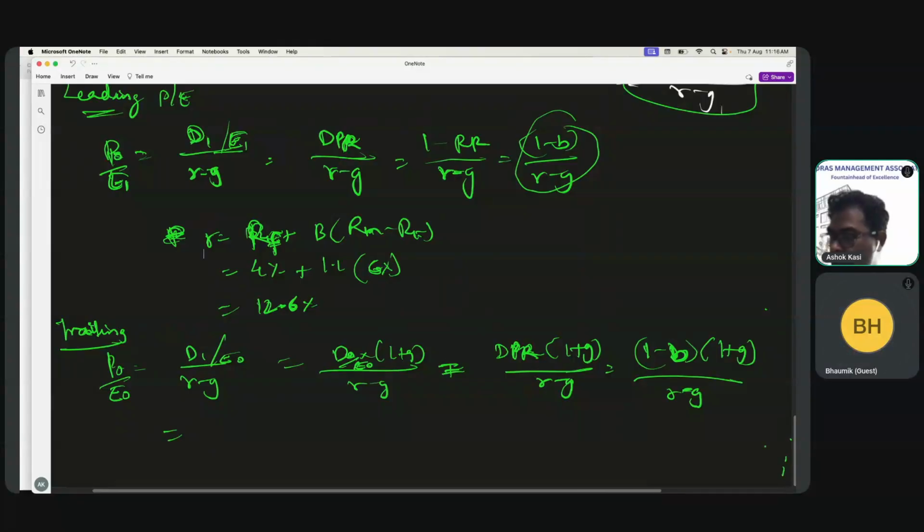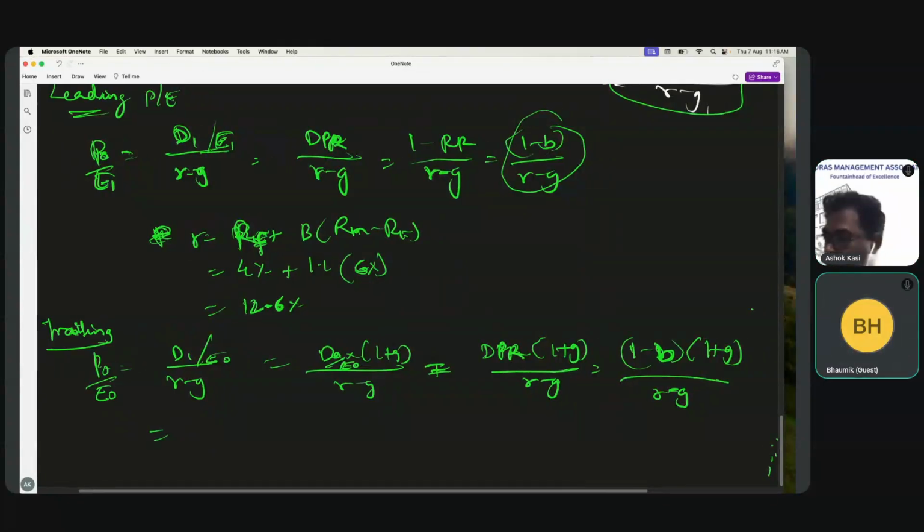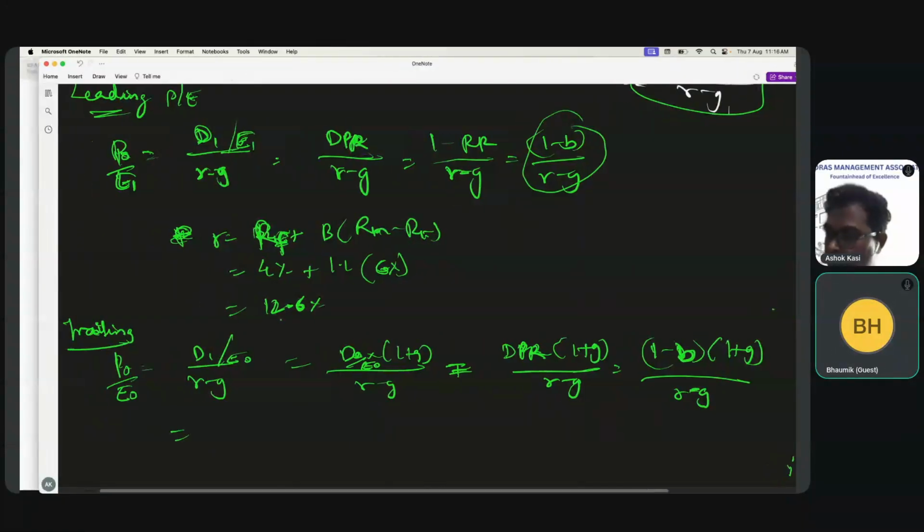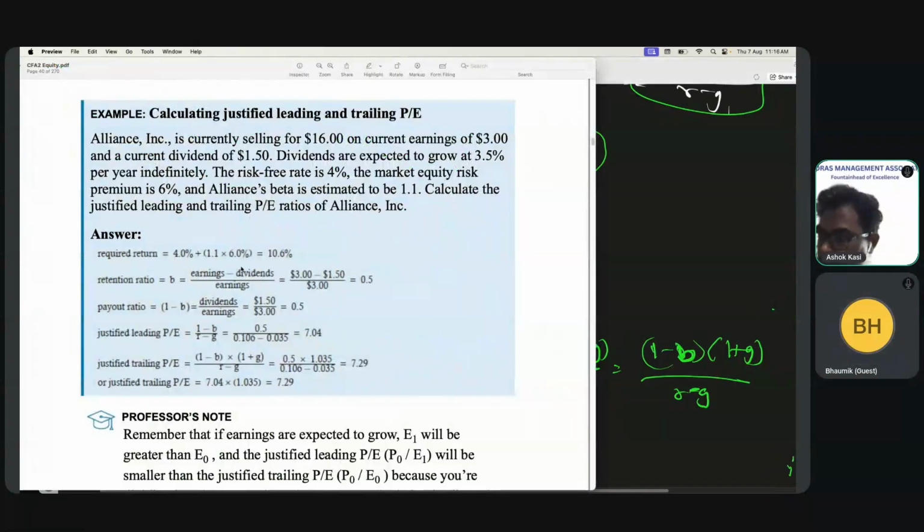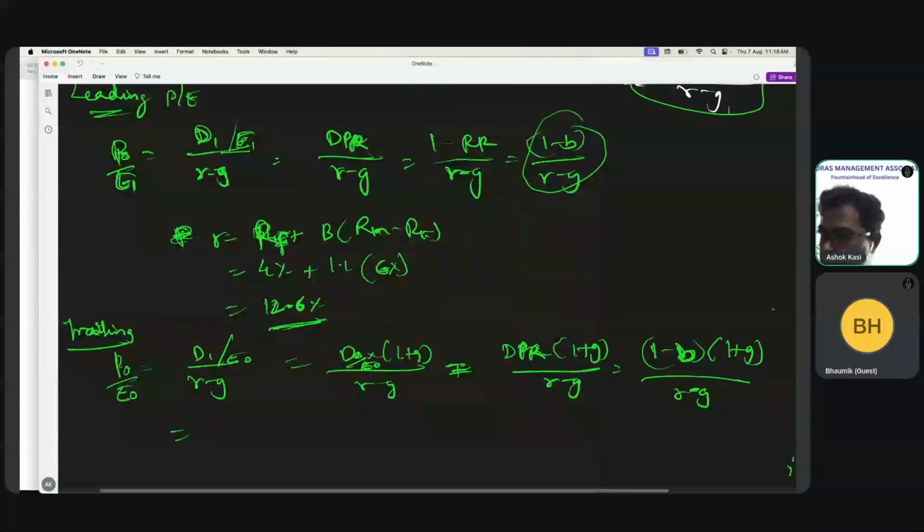Sir, here the answer is 10.6, not 12.6. You mean this required rate? Yeah, that's 10.6. That means you have done a calculation mistake. No, I said 10.6. Okay then, because I didn't calculate. Maybe I did not hear properly.